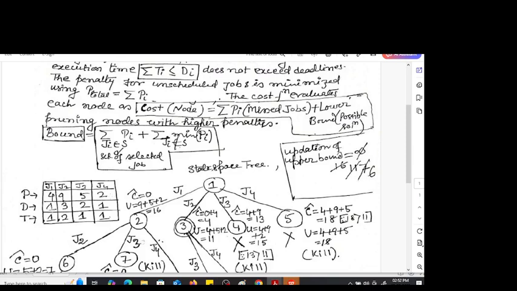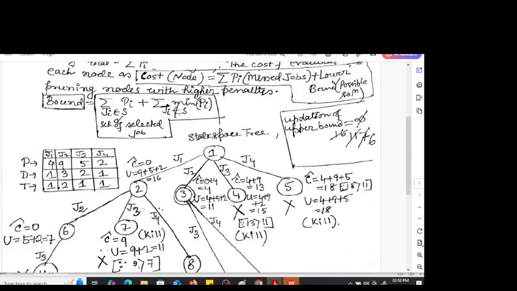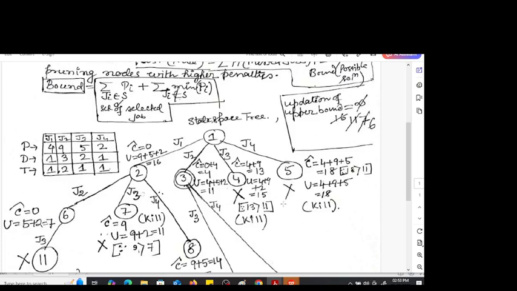And also associated deadlines are there. Job one deadline is 1. Job two deadline is 3. Job three's deadline is 2. And job four deadline is 1. Similarly, the execution times of each job are also given, which is 1, 2, 1, 1. Now using state space tree and branch and bound method, especially FIFO branch and bound, we will solve this problem. So the FIFO branch and bound state space tree will be applied.